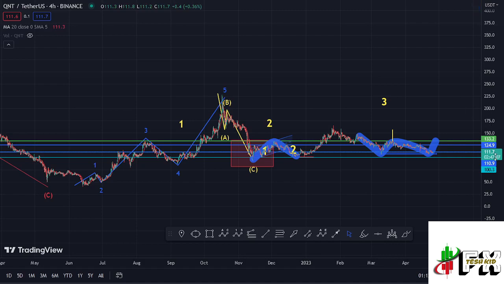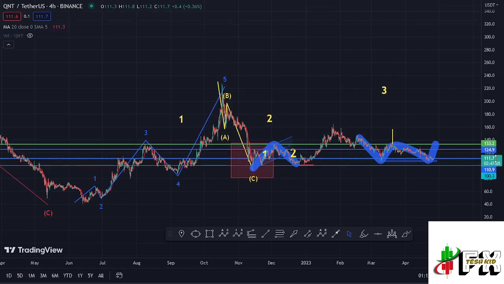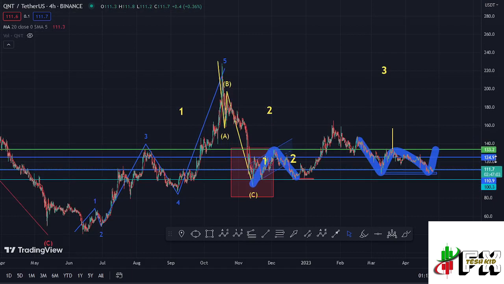So that is what I'm expecting on the short-term scenarios and also on the long-term scenarios, basing it on the Elliot wave structures and also on chart patterns here on the Quant chart. I also have a bearish chart pattern that we also need to have in mind, but as long as we continue holding above key areas of support, there are high chances that that won't play out.